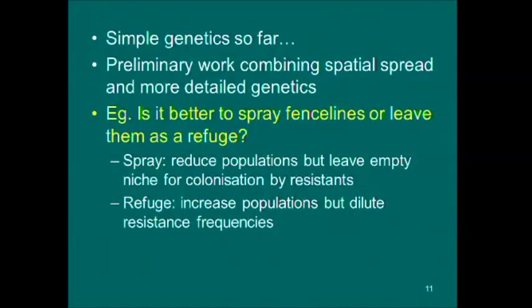So that modelling has very simple genetics in it so far, but we also did some preliminary work combining spatial spread with some more detailed genetics to look at some questions such as, is it better to spray fence lines or leave them as a refuge for susceptible populations, with the idea that if you spray, you reduce the populations but leave perhaps an empty niche for colonisation by the resistant populations that are in the fields, or if you leave the refuge, you increase the populations overall but hopefully dilute the resistant frequencies. And the results, as usual, say that it depends on a lot of things, particularly genetics and fitness penalties.